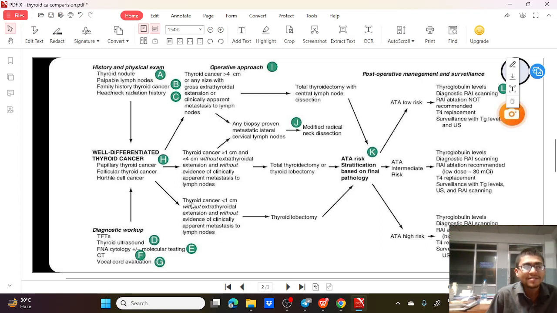Then when the thyroid cancer is less than 1 centimeter and there's no extension and no metastasis to lymph nodes, then we can directly go for thyroid lobectomy. That is, we can go for thyroid hemithyroidectomy. When it is more than 1 centimeter and less than 4 centimeter, we can go for total thyroidectomy or thyroid lobectomy again. And there is no evidence of metastasis here again.